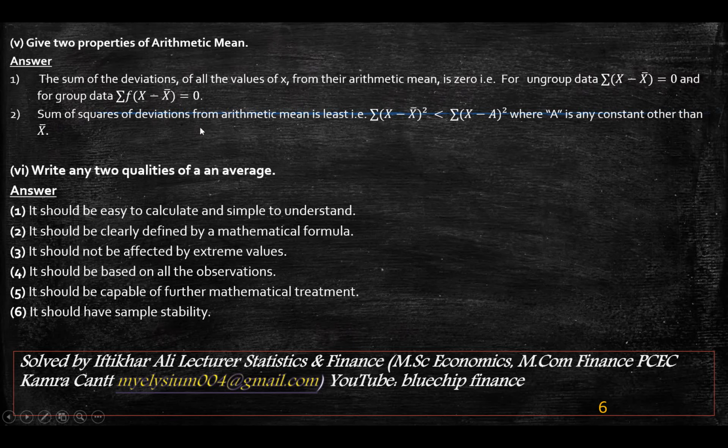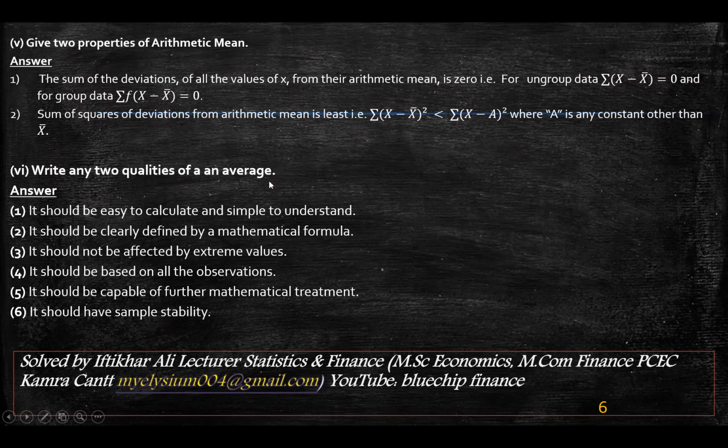Second property, that sum of squares of deviations from arithmetic mean is least. So we can say that in ungrouped data, sum of x minus x bar square is less than sum of x minus a square, where a is any constant other than x bar. In grouped data, just place f here: sum of f multiplied by x minus x bar square is less than sum of f multiplied by x minus a square.